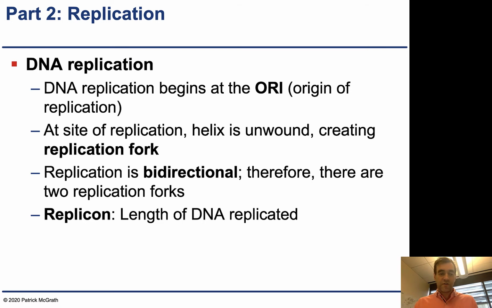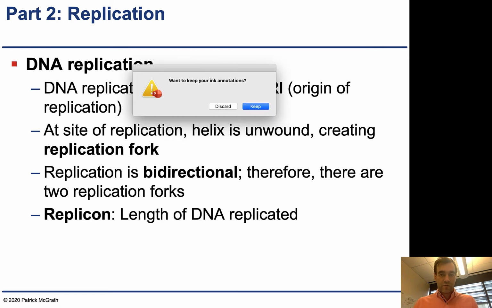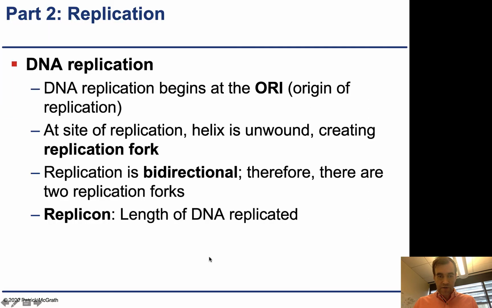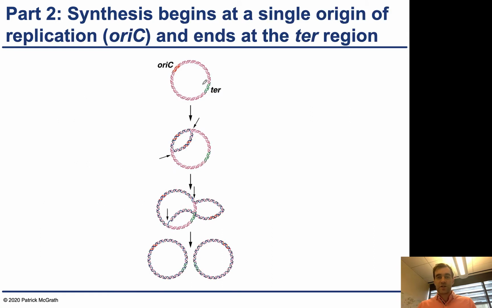And it's often called the oriC. So at the site of the replication, the helix is unwound, creating a replication fork. Replication is bidirectional, therefore there are two replication forks, and then a replicon is a length of DNA replicated. So let's start with this.